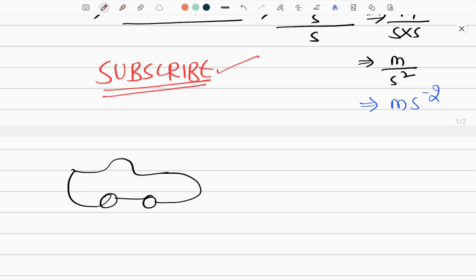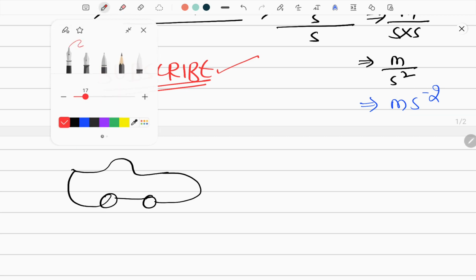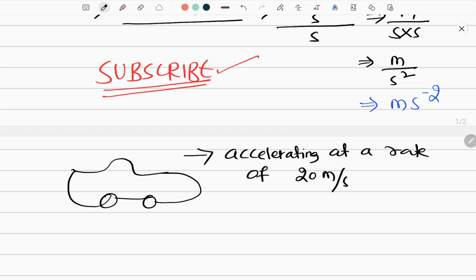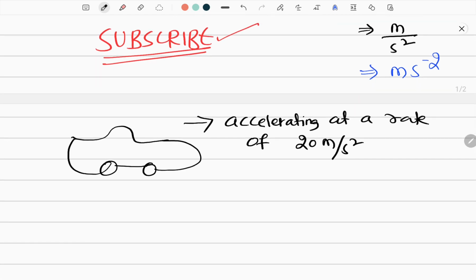Moving forward, this car is there, no? If somebody is saying this car is accelerating at a rate of, for example, 20 meter per second square. All right, this car is accelerating at a rate of 20 meter per second square.